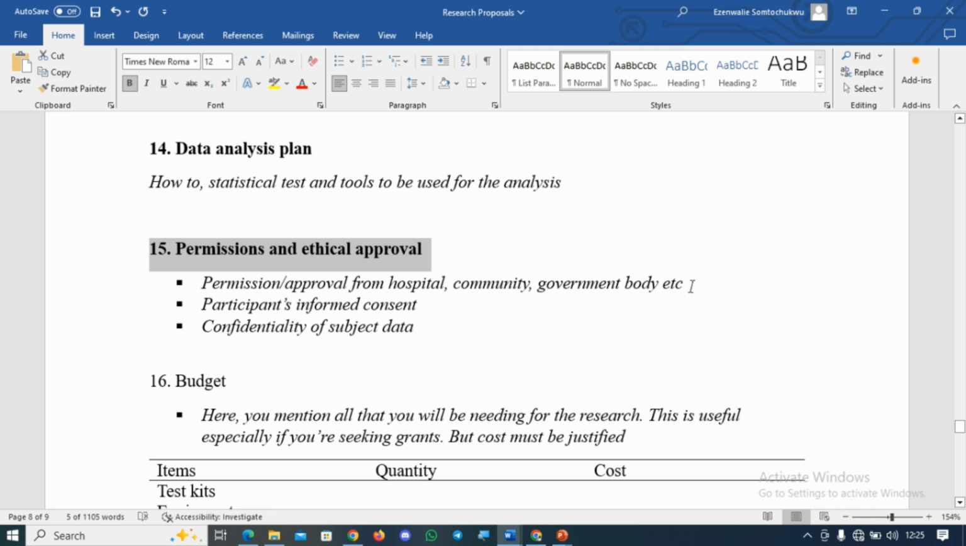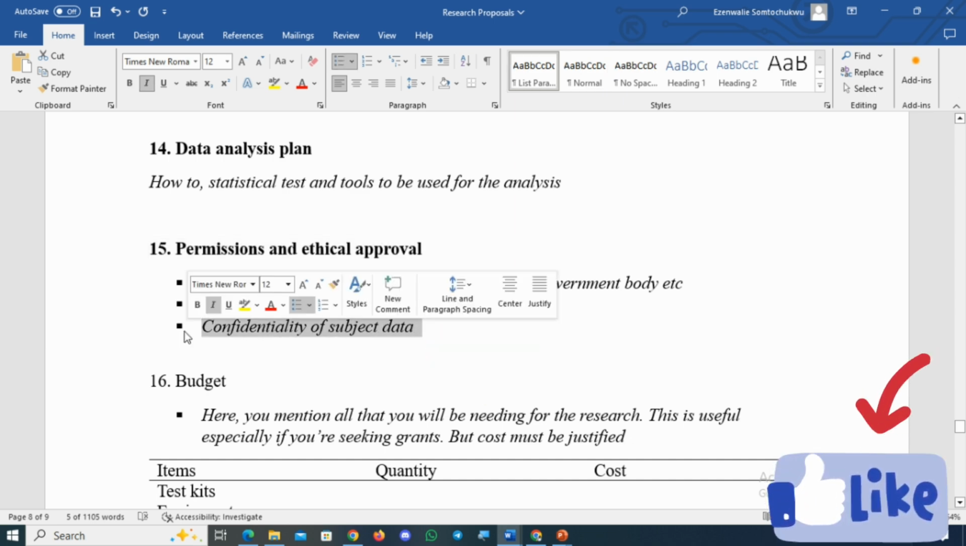You also have to give the participants informed consent, and also inform them of how their data will be handled. Are you going to expose their name? Of course you shouldn't. So you have to tell them how you handle their data and their information.